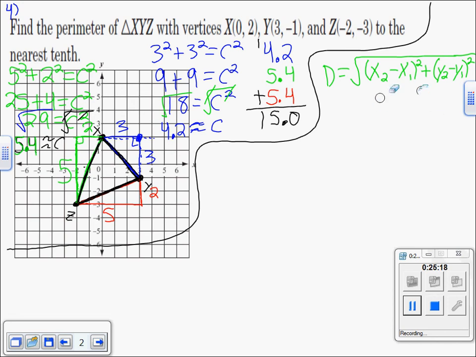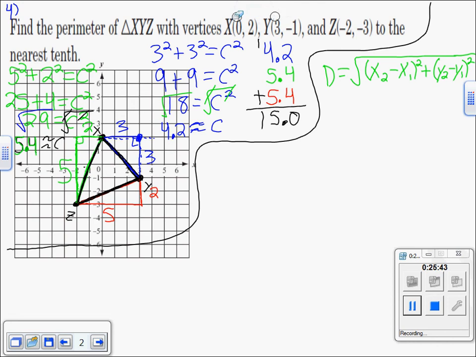So x2 minus x1, our change in x, squared. Just like slope, by the way, except that slope was change in y over change in x. This is change in x squared plus change in y squared, and it doesn't matter which one you do first. Then take the square root of everything. That's going to be the length of your hypotenuse, or in this case, the distance. So let's run through a few of these.